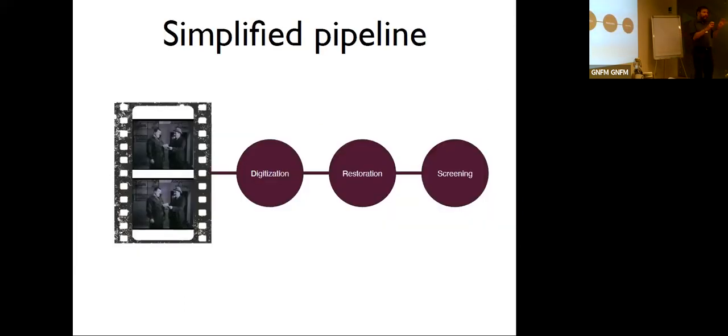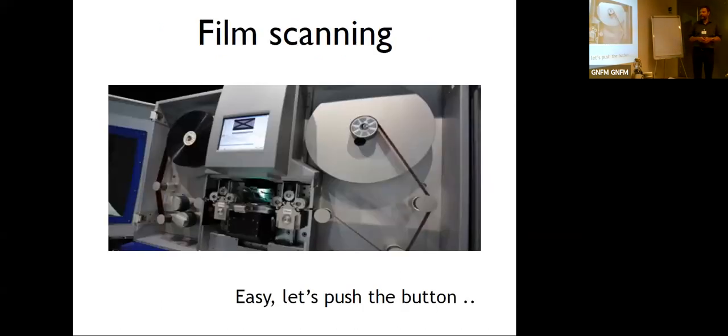So, the pipeline of digital restoration, very simplified. We digitize the movie, we restore the movie, and then we screen the movie. So, some issues. Digitization is probably the step in which we feel more comfortable, because we just push the button and put our original in some sort of scanner, and then this is done.